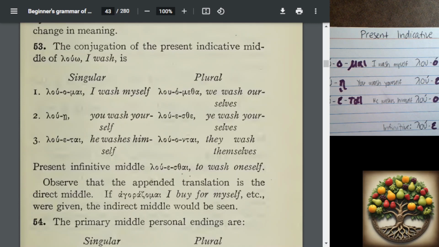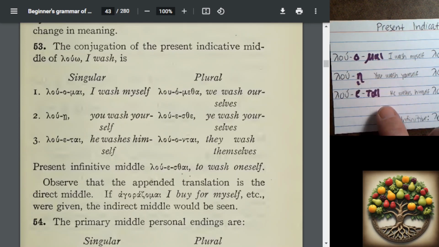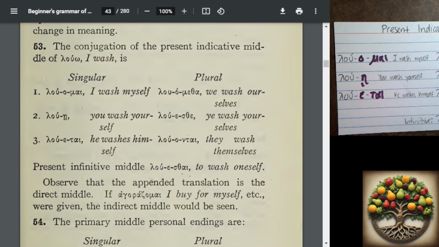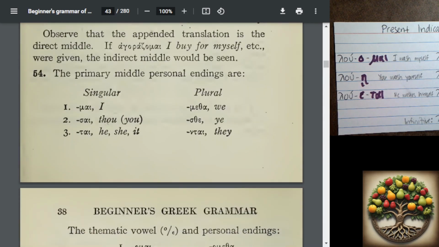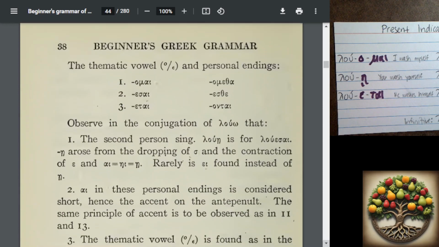So now we're going to look into why we have this weird ending here that doesn't match. So the text is going to explain that to us. If we were to spell them out directly, we would get omai, esai, etai, ometha, esthe, ontai. So why do we have this change to an eta? We've got our thematic vowel put in for omai, esai, etai, ometha, esthe, ontai.